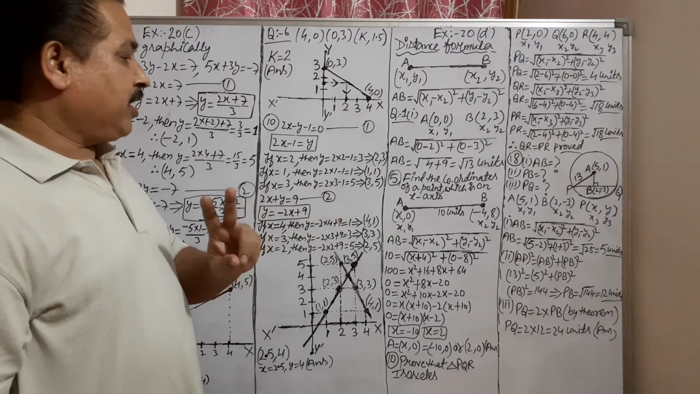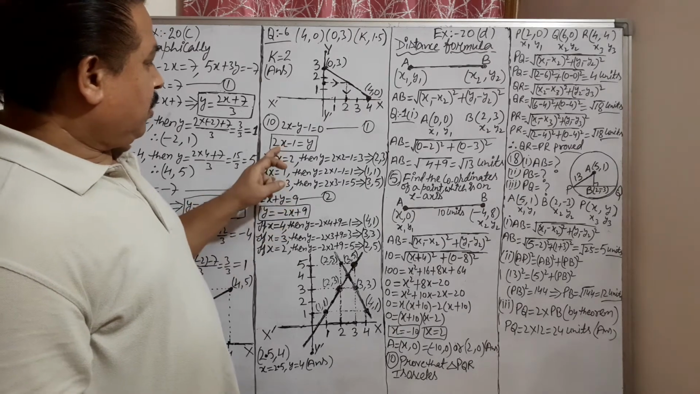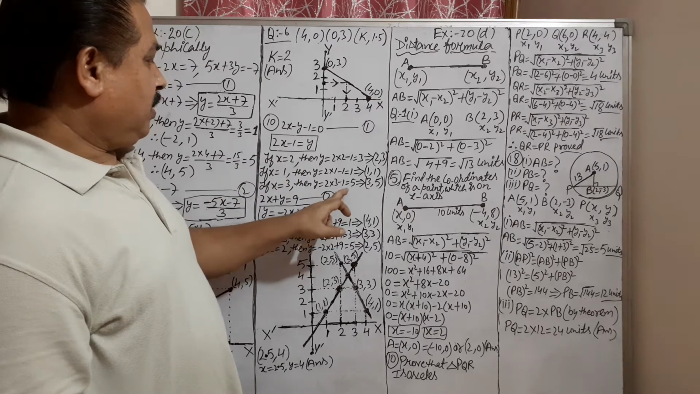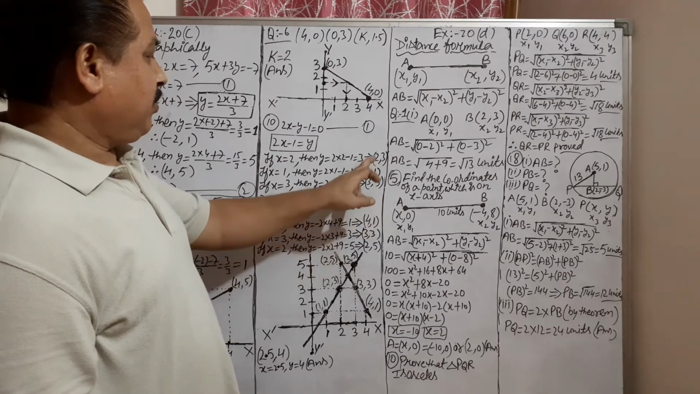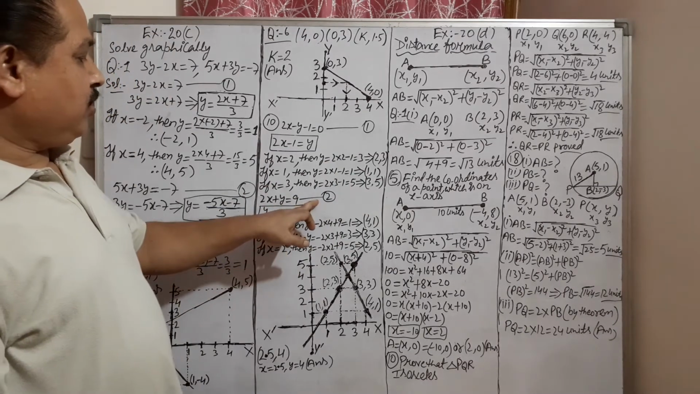They are asking for 3 plotting points, so get the third one also. I have taken 3 here. 3 twos are 6, minus 1, 5. So y will come as 5. So 3, 5. This is the third. This is for equation 1, all these 3.